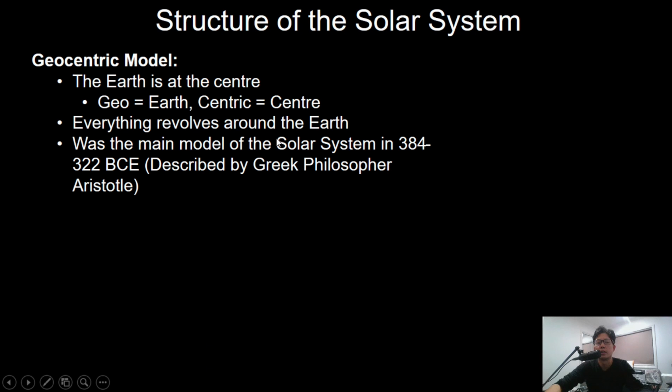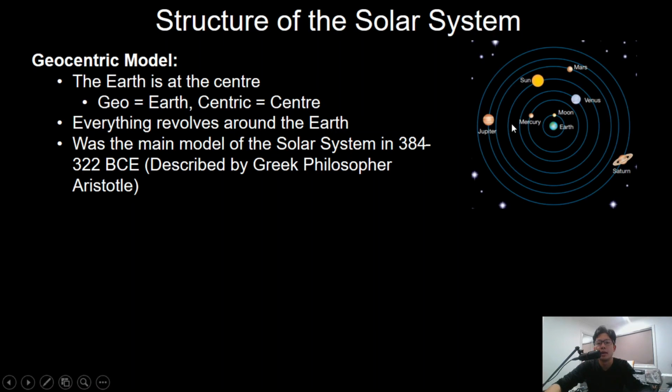The original structure of the solar system was known as the geocentric model, and in this model we had the Earth at the center, and geo equals Earth and centric equals center, which is where the name geocentric came from. In this model, like we can see on the image on the right, everything revolves around the Earth. Earth is in the center and everything's orbiting around the Earth. This was a main model of the solar system used in 384 to 322 BCE, and it was firstly described by the Greek philosopher Aristotle.